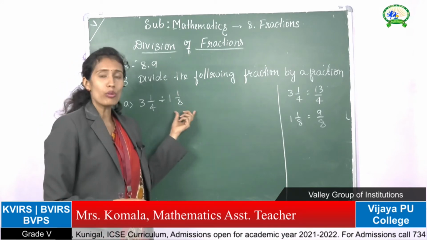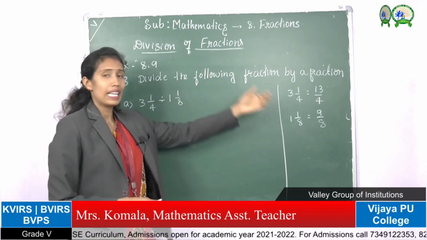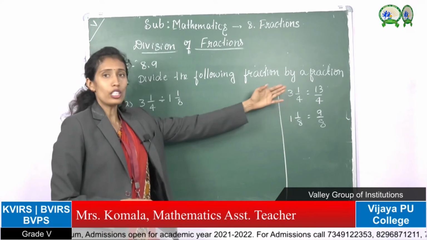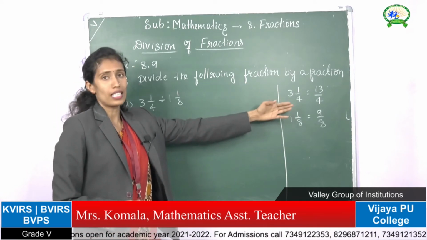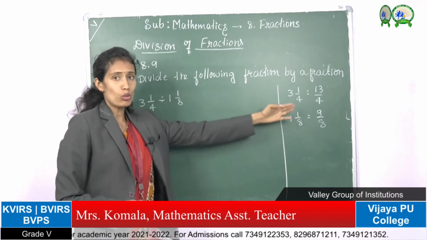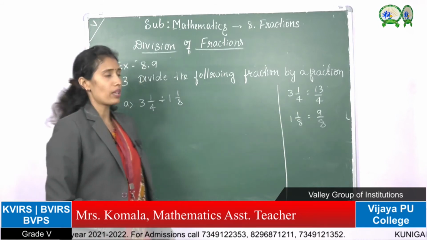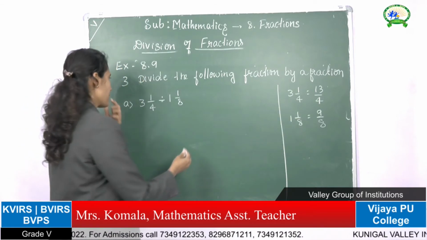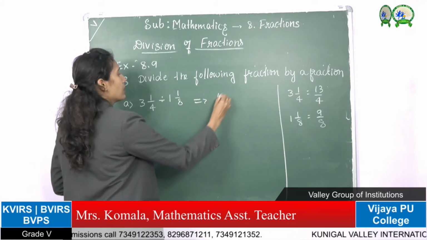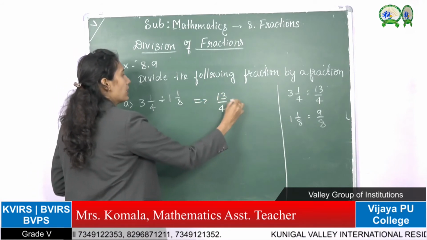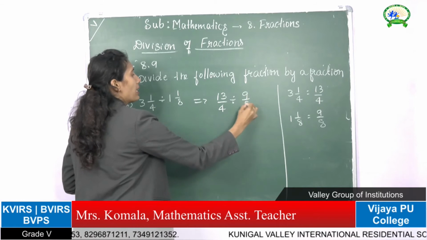So first we have to convert the mixed fraction into improper fraction. 3 into 1 by 4 can be written as 13 by 4 and 1 into 1 by 8 can be written as 9 by 8. Now let us substitute the same. We can write it as 13 by 4 divided by 9 by 8.